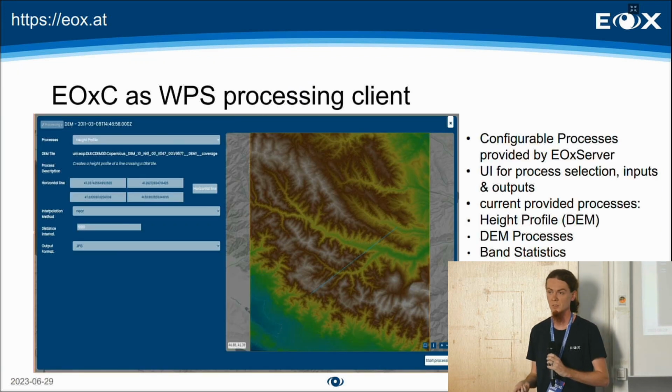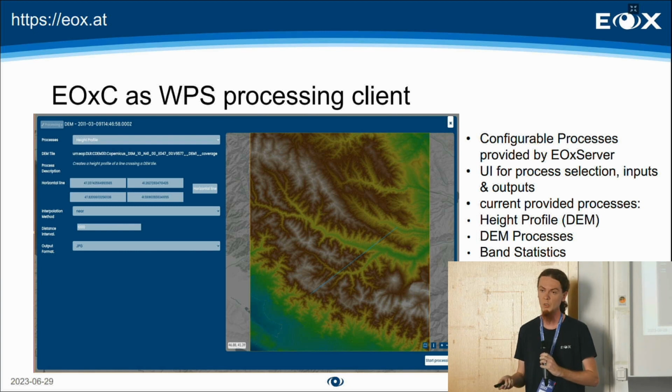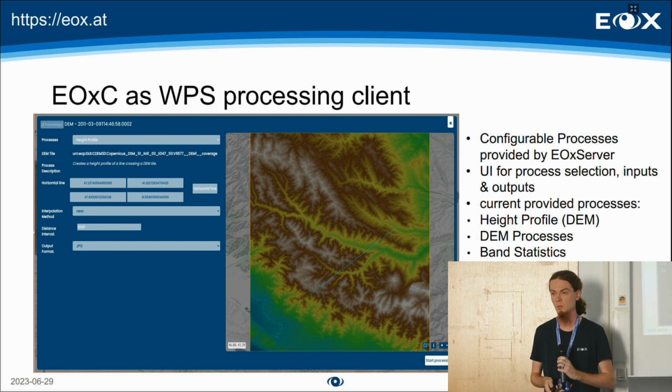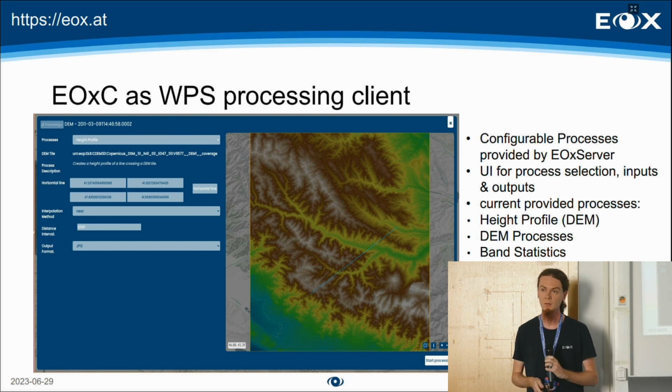It also can serve as a WPS client so that you can pre-configure which requests you are requesting from the server. We use it mainly for DEM processing in the cases where we host some DEM collection. Here in the example, there is the height, so the draw a line to get a height profile type of process, and we also configured several GDAL, hill shade and slope shade and so on processes together with it.